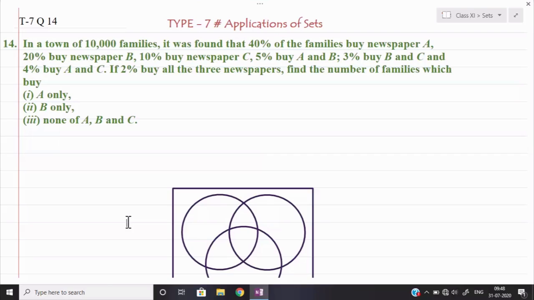And if such kind of information is not given or they are not asking, then we'll say that it is the value of A union B union C. Let us see, we'll read the further part of the question, we'll come to know.